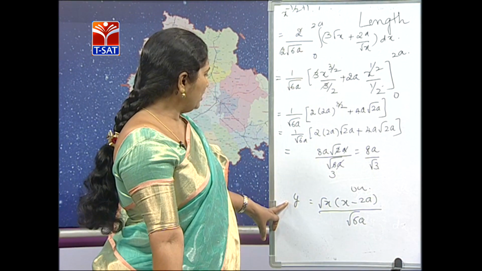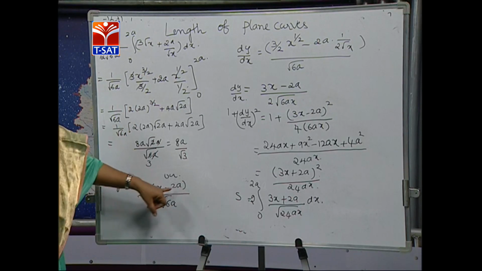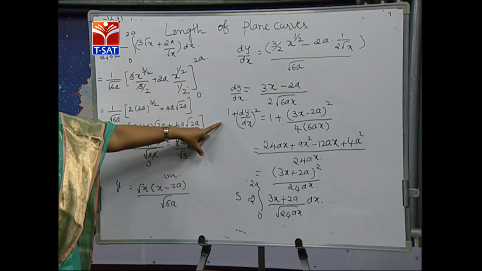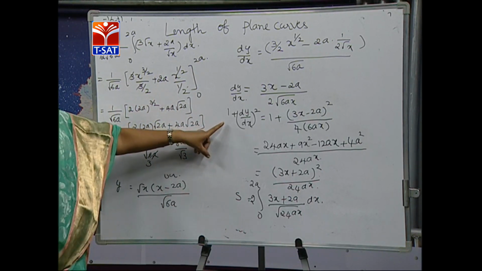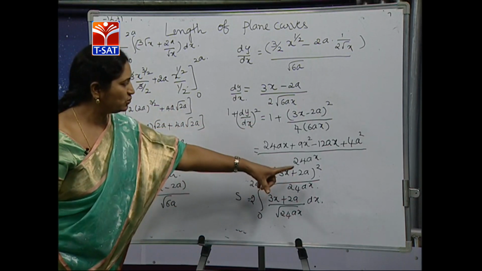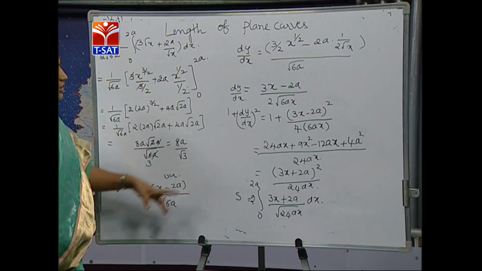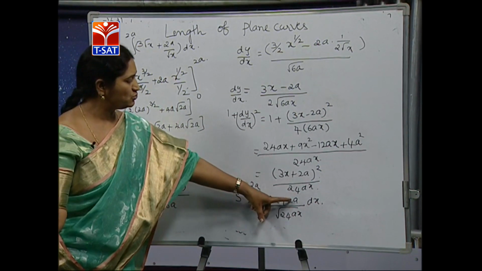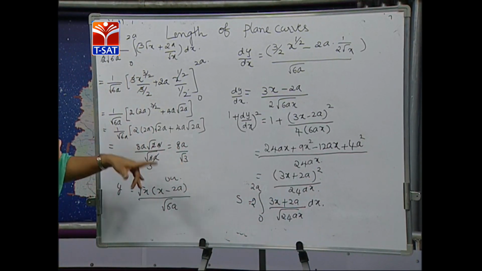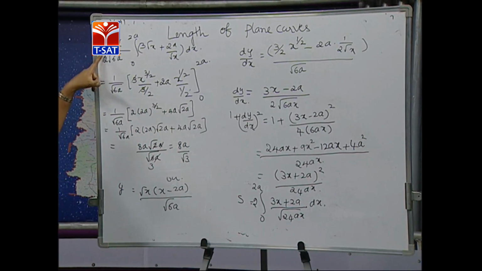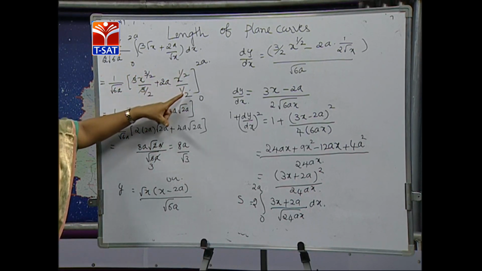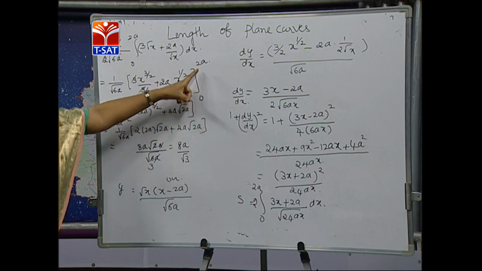Now, from the given equation, y is root x into (x minus 2a) by root 6a. Find dy/dx, substitute in 1 plus (dy/dx)², simplify it. So we are getting 1 plus (dy/dx)² as (3x + 2a)² by 24ax. The root of this is nothing but (3x + 2a) by root 24ax dx. Now we need to integrate this with respect to x in the limits 0 to 2a. On integration, we are getting x to the power of 3/2 by 3/2 plus 2a into x to the power of 1/2 by 1/2. Apply the limits 0 to 2a.